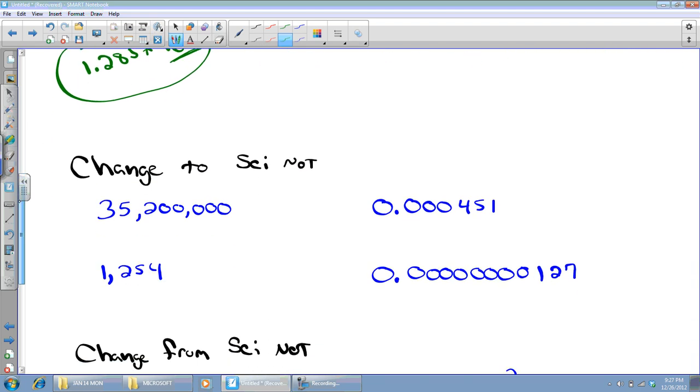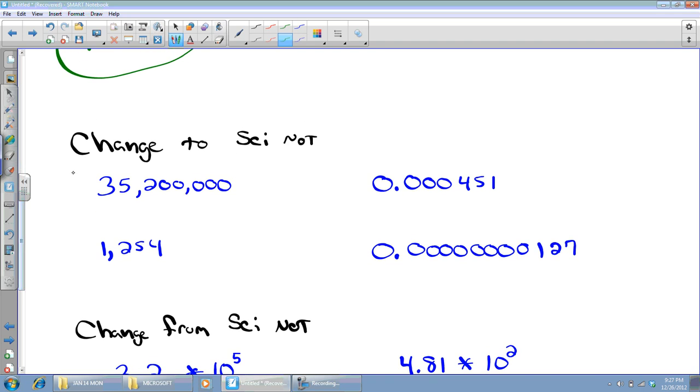So let's see these four examples here. We'll call them A, B, C, and D. And I'm going to convert those to scientific notation. By the way, they're in standard notation right now. And the first thing I'm going to do is locate my decimal point. It's right there. But I want it to be here.